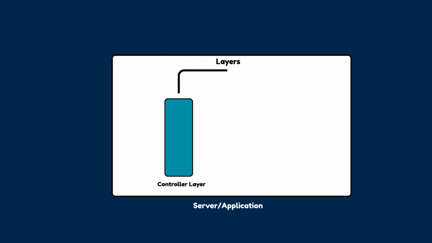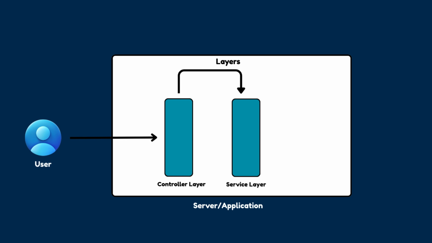Inside the server or an application, we have layers through which the request is passed, and which will provide us with the output. So we will see what layers we have inside the server. The first one is the controller layer. When the user sends the request, it will first go to this controller layer, then the request passes through the service layer, and then it will process your request.